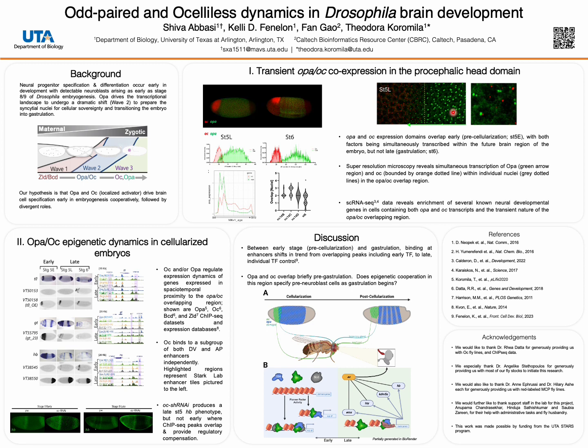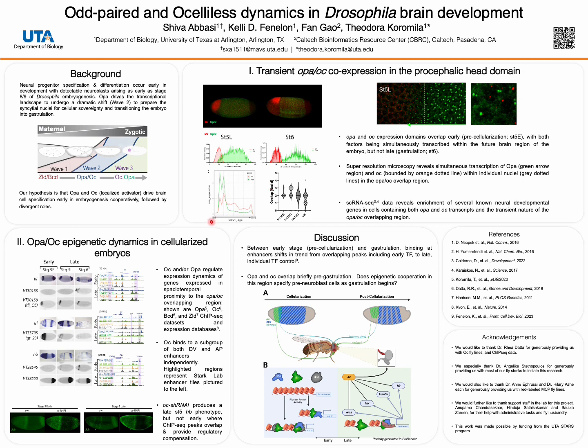Using super resolution microscopy, we again noticed that before gastrulation the overlap was about 2 to 4 cells, but after gastrulation this overlap was just seen in 1 to 2 cells. So the number of cells that show overlap between OPA and OC drops down.